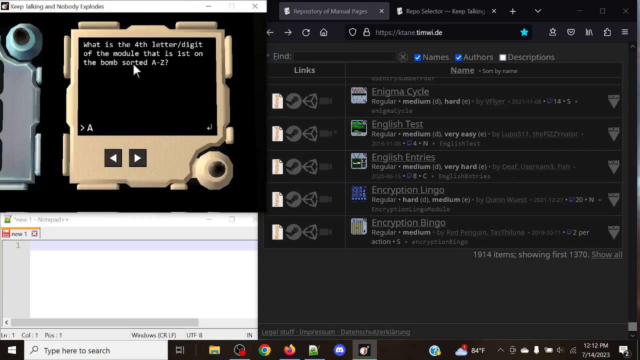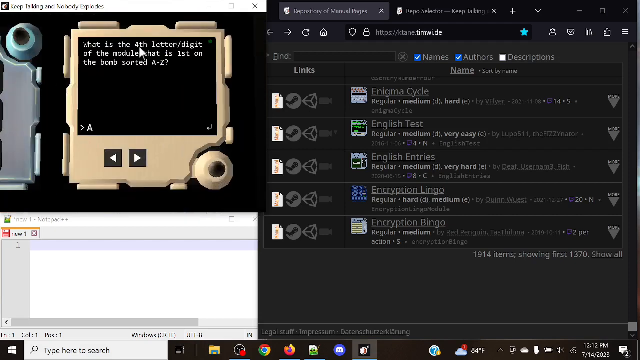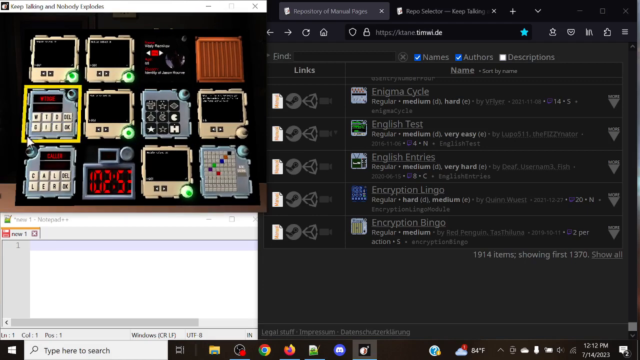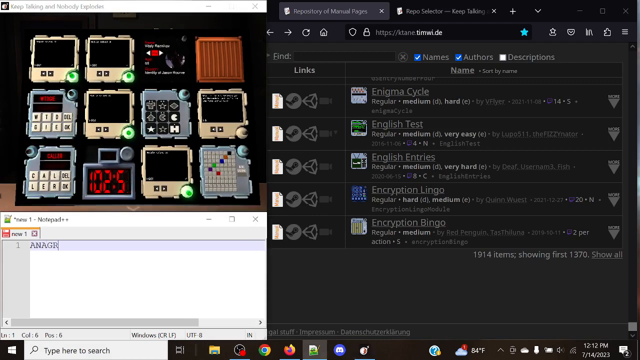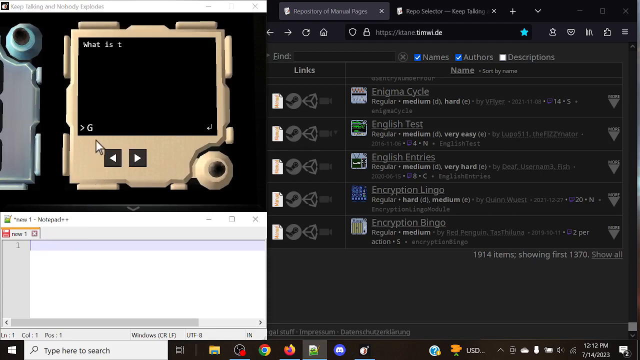Now, what is the fourth letter / digit of the module that is first on the bomb sorted A through Z? Now, looking at the stuff that we have here, we've got 5 Repo selectors. We have an anagrams, we have a word scramble, we have a hitman, we have a set, and we've got a minesweeper. It's asking for the first module on the bomb that's sorted A through Z. In this case, that will be anagrams, because it's definitely got that A, and it's the only one that has an A. And now it's asking for the fourth letter of this, which is a golf. Okay.